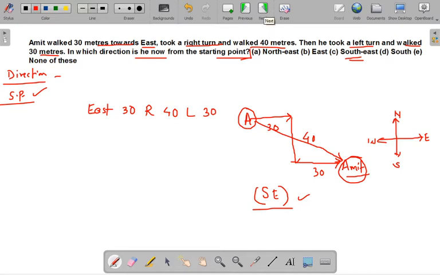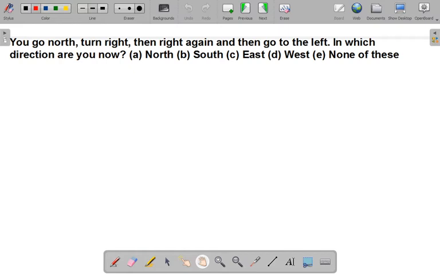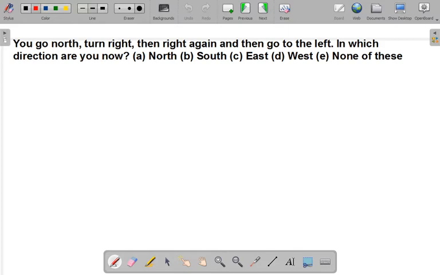Moving to the next problem. You go north, turn right, you go north, turn right, then turn right again, and then go left. In which direction are you now?